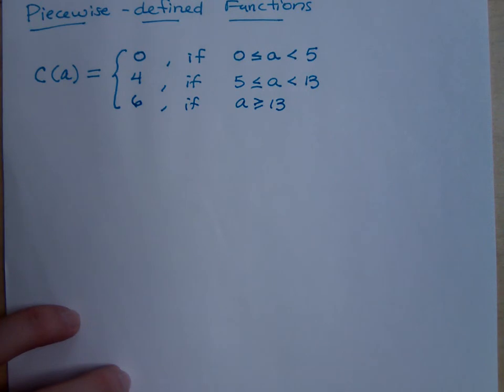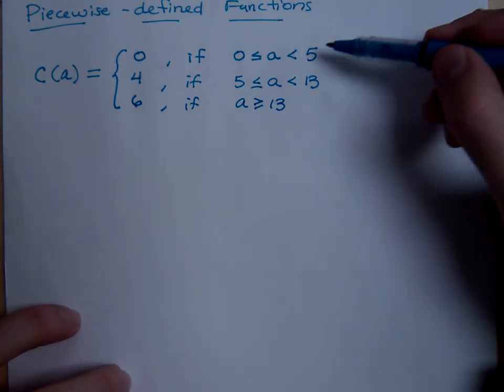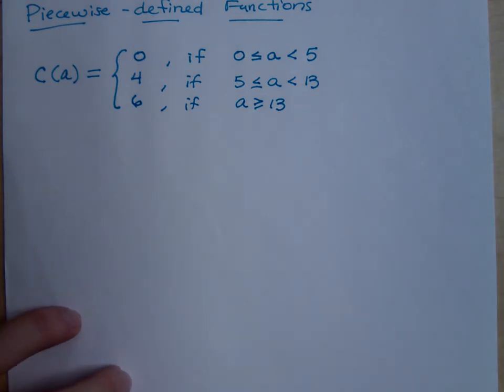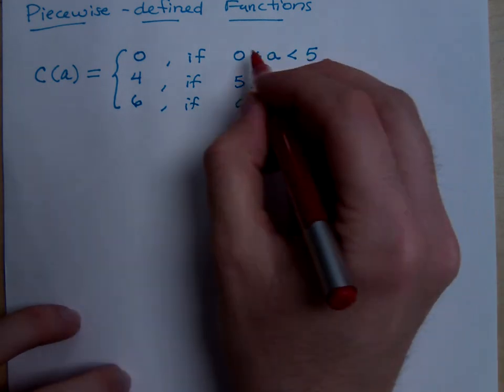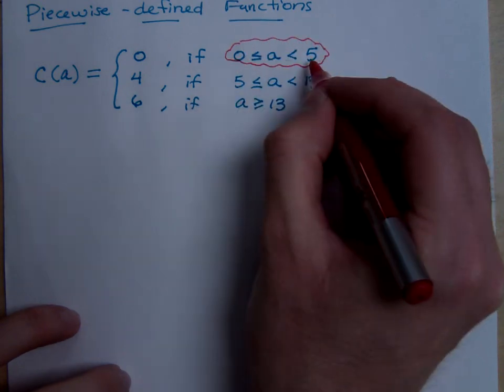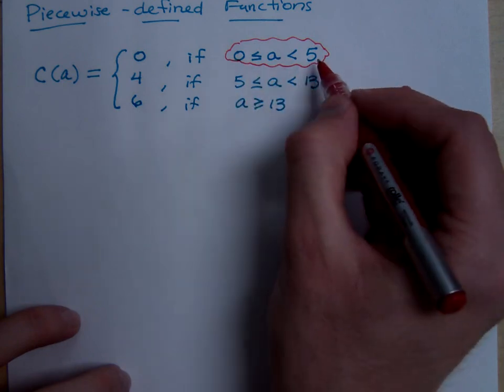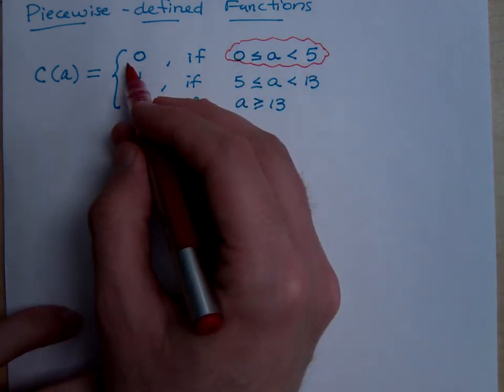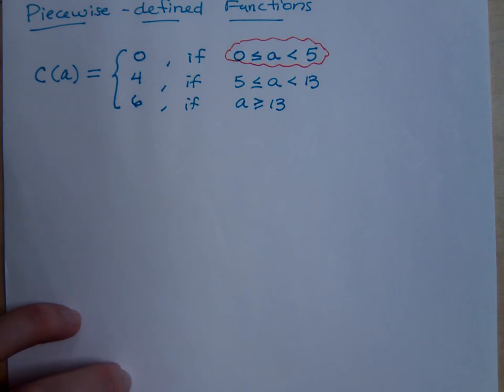Do y'all agree with me? Now, what we're doing here with these little conditional statements is that we are describing the domain. Remember, the domain is the set of x values that we're using? So what we're saying here is that when you're using x values or a values between 0 and 5, inclusive of 0 but not of 5, then your cost is 0. And you know how to interpret piecewise defined functions in the real world.